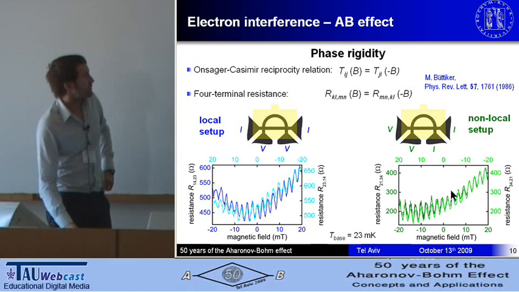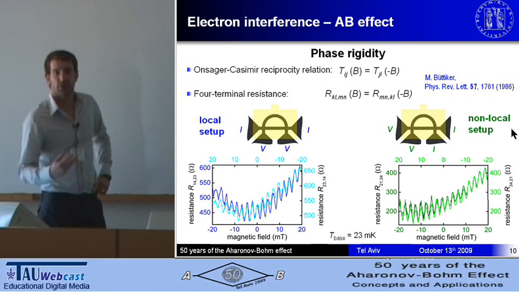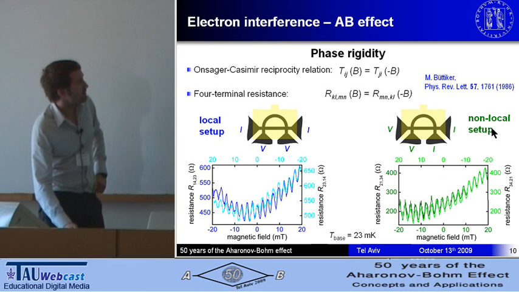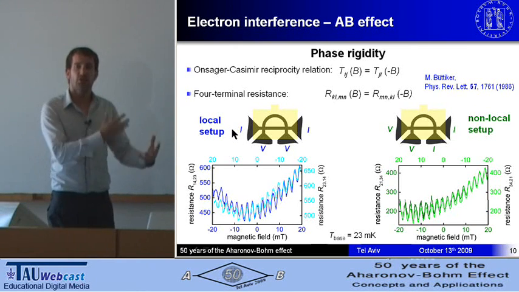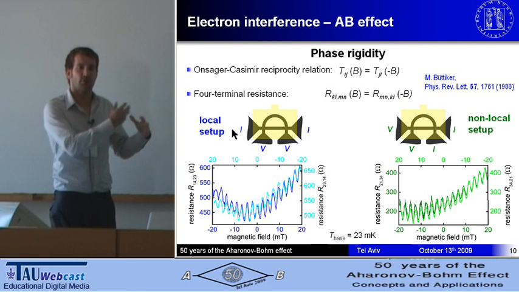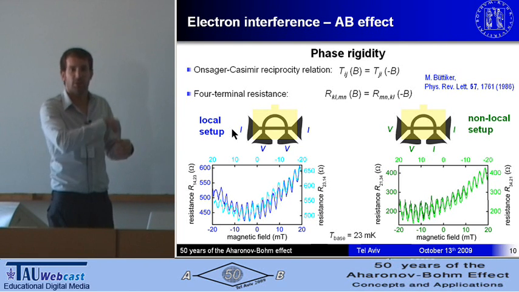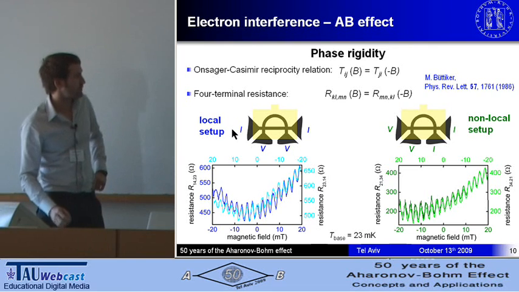In a four-terminal measurement, however, this reciprocity relation does not lead to phase rigidity, not eventually, but it rather leads to the fact that when we measure a resistance in a certain voltage-current probe configuration and interchange the voltage and current leads and turn the magnetic field around, we will end up with the same resistance.